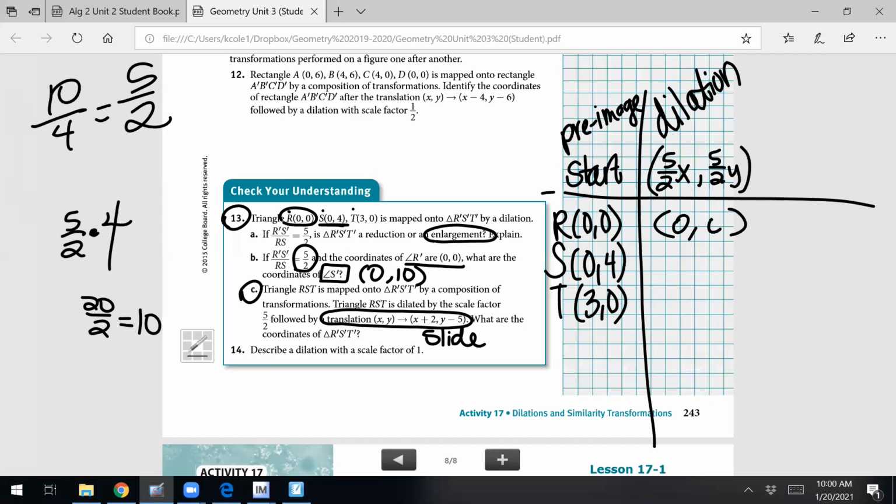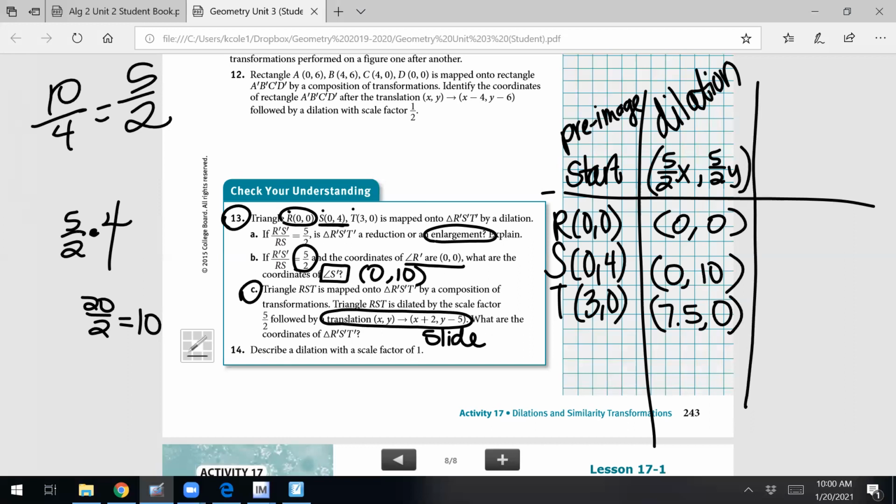Now for S, you have 0, 4. 5/2 times 0 is 0, 5/2 times 4 is 10. We talked about that one just a second ago. Then we do T. 3 times 5/2 is 7.5, and you can give me that because it's a good decimal. And then 5/2 times 0 is 0. All right, so we did our dilation.